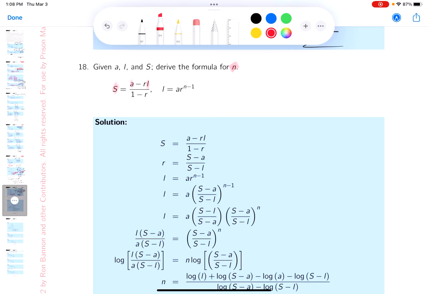Let's take a look. And I think I can solve the first equation for the letter L. Let me see if I can do that. And what would you get there? You would get, let's see, S minus SR equals A minus RL. All right?